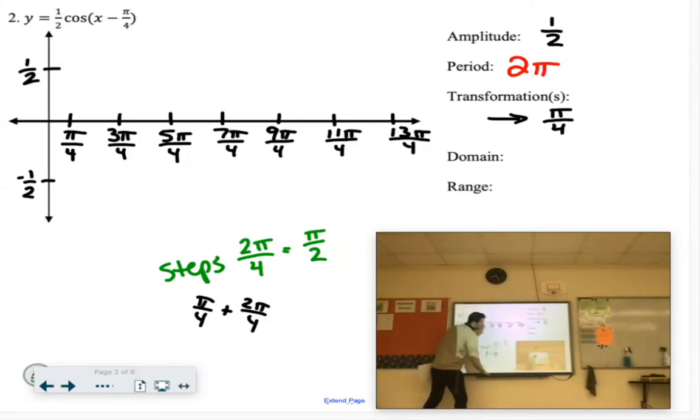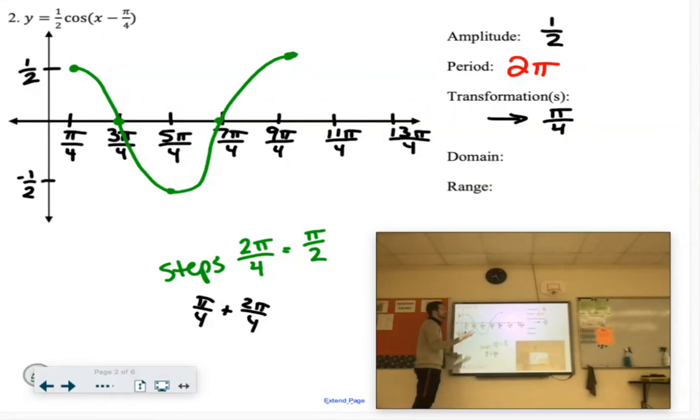We're ready to go. Now remember, cosine starts at the highest level, so our highest is going to be 1/2. But remember, we're starting shifted to the right, this pi over 4, so this is going to be our starting point right there. So it goes top, center, bottom, center, top. This would be one full cycle.